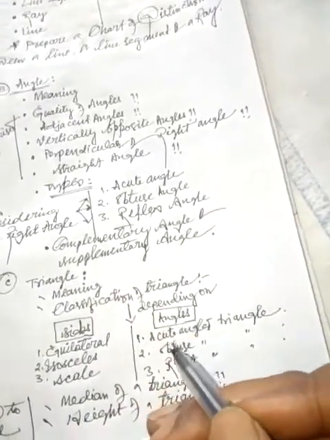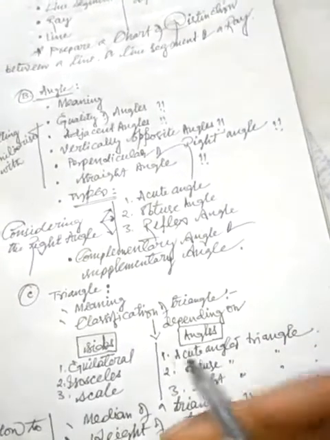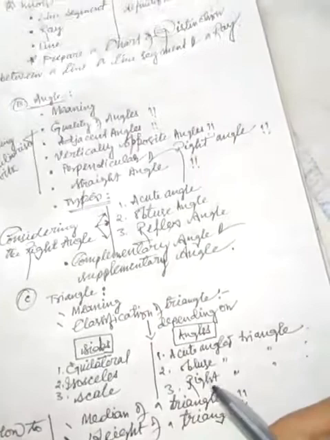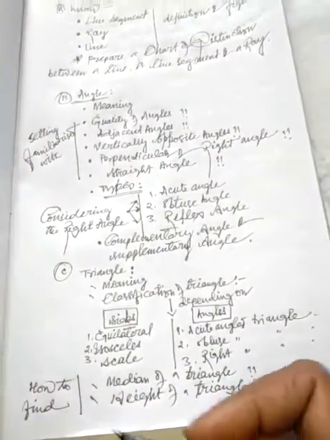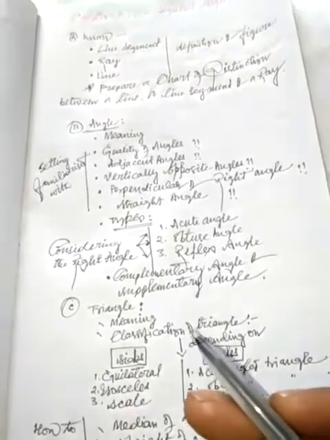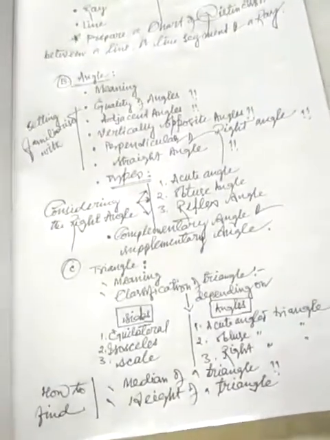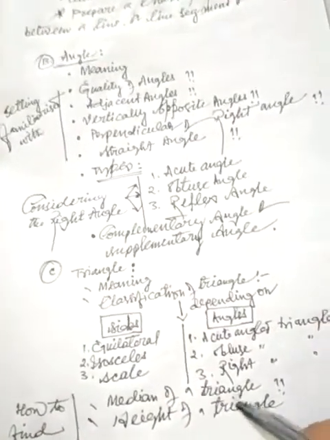And depending on the angles, we can divide any triangle into three groups, that is acute angle triangle, obtuse angle triangle, and the right angle triangle. So the last part of this chapter is how to find the median of a triangle and the height of the triangle. So this is the practical knowledge, that we can easily find the median of a triangle and the height of a triangle.